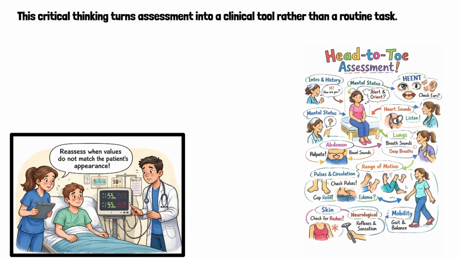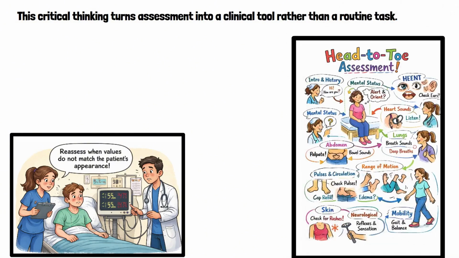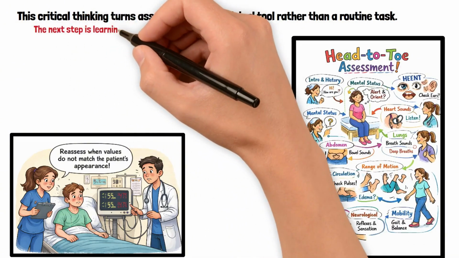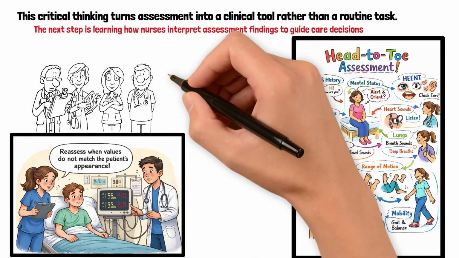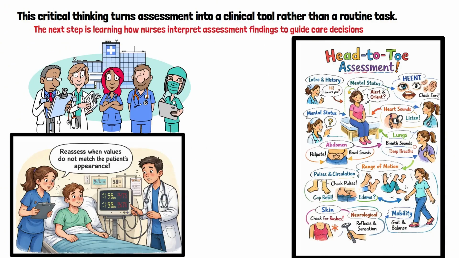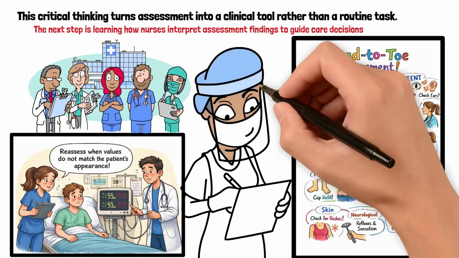Now that you understand how head-to-toe assessment functions as a real clinical flow rather than a checklist, the next step is learning how nurses interpret assessment findings to guide care decisions. That connection between observation and action is where nursing judgment becomes powerful.